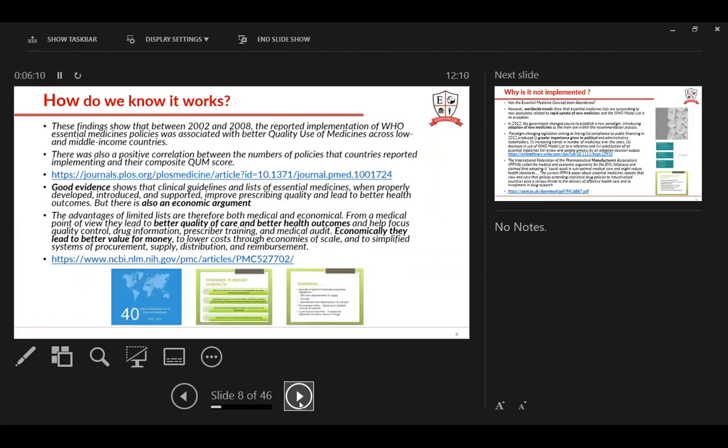How do we know it works? Are we having challenges? Is it working? Those are questions we'll be asking today. We're looking at evidence. We're looking at whether the government is participating, whether the doctors and the nurses are into it.